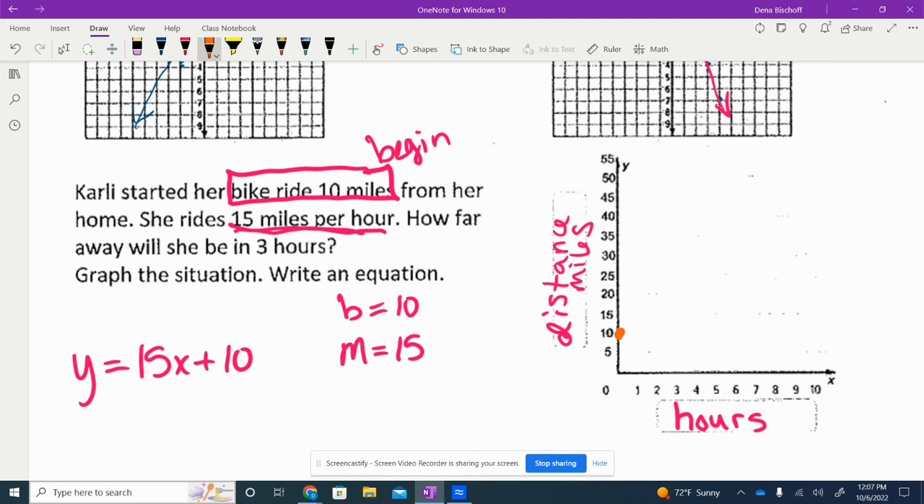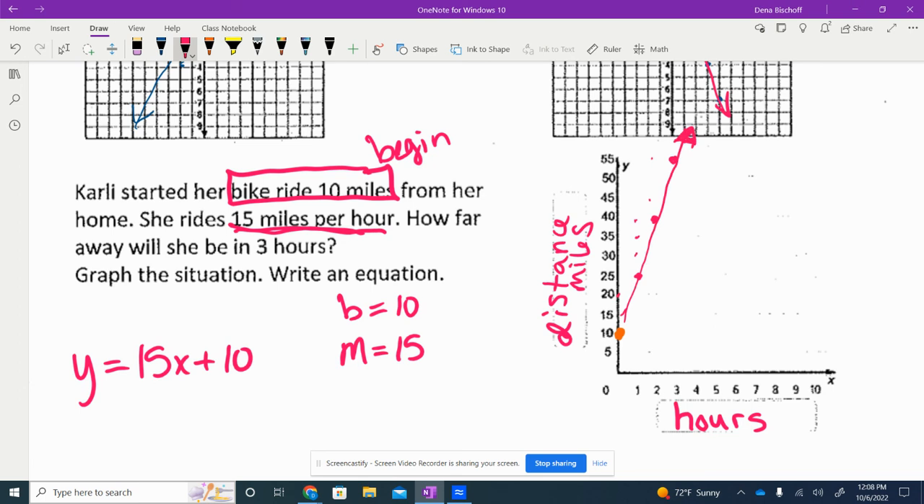Each hour, she rides 15 miles. This y-axis is going up by 5s. Do you guys see that? So from where I began, I'm going to go up 5, 10, 15 over 1. I'm going to do it again. Up 5, 10, 15 over 1. I'm going to do it again. Up 5, 10, 15 over 1. So my graph looks like this.